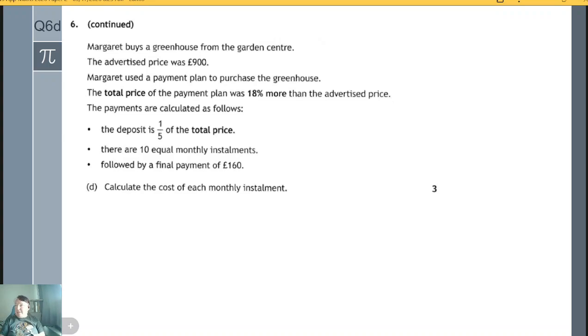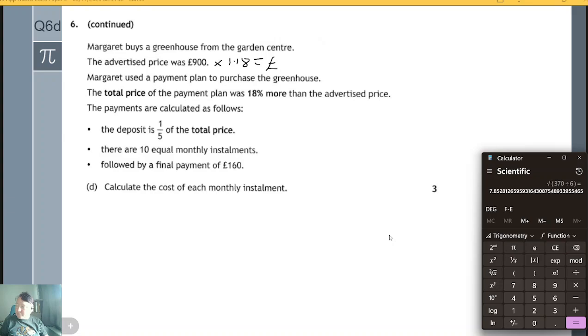Right. Margaret buys a greenhouse from the garden centre. The advertised price was £900. She used a payment plan to purchase a greenhouse. The total price of the payment plan was 18% more than the advertised price. Before I get anywhere else, I'm going to work out what that is. So we need to do our 900 times by 1.18 to find out what she's expected to pay. 900 times 1.18 is 1062.